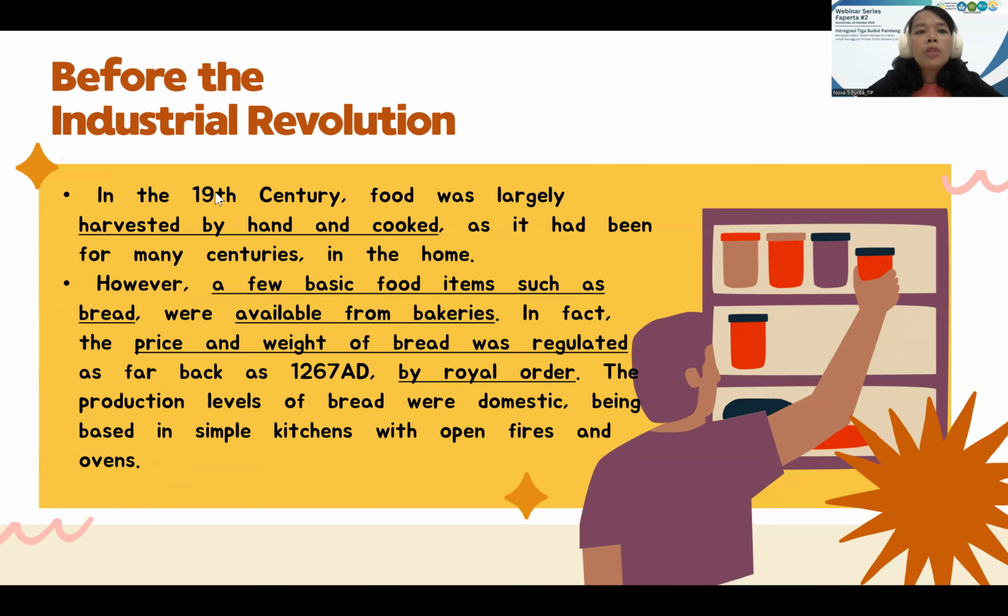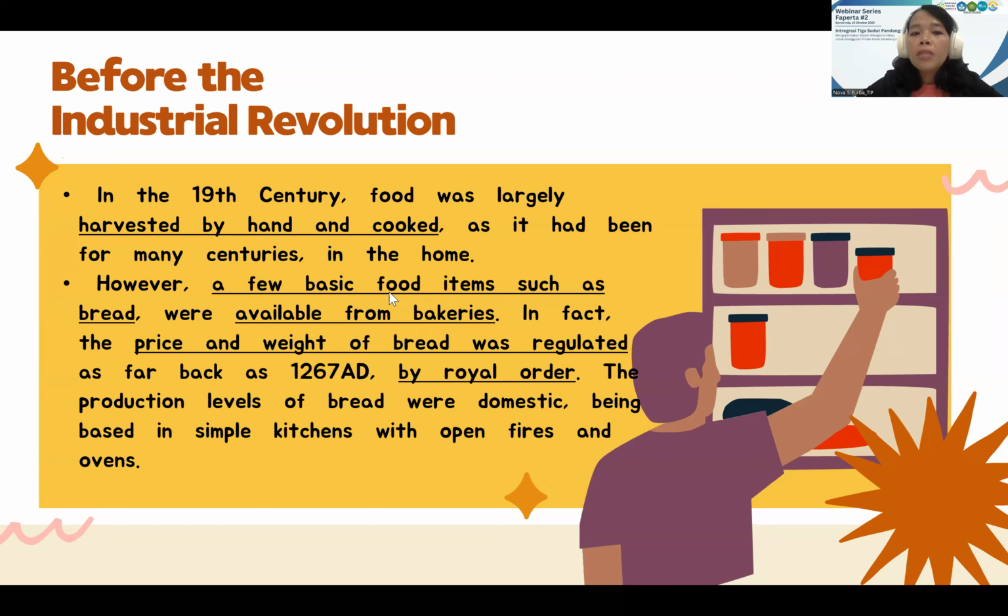Before the Industrial Revolution in the 19th century, food was largely harvested by hand and cooked. Just think about when we have a lot of food and we don't handle it or process it, what will happen? At this time, for many centuries, they just kept it in the home, so the food could not be kept for longer.